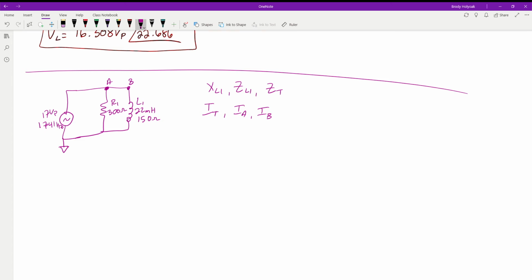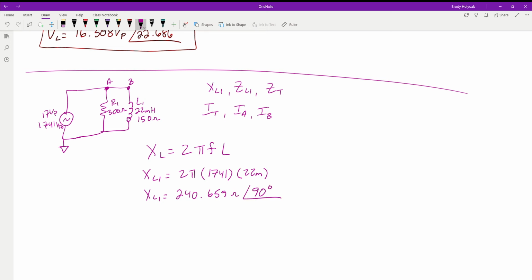So the first thing we need to do is solve for the inductive reactance of the circuit. Remember that inductive reactance is 2 pi times the frequency times the inductance itself. So the inductive reactance of inductor 1 is 2 pi times the frequency, which is 1741, times the inductance, which is 22 milli. This total comes out to be 240.659 ohms at an angle of 90 degrees.